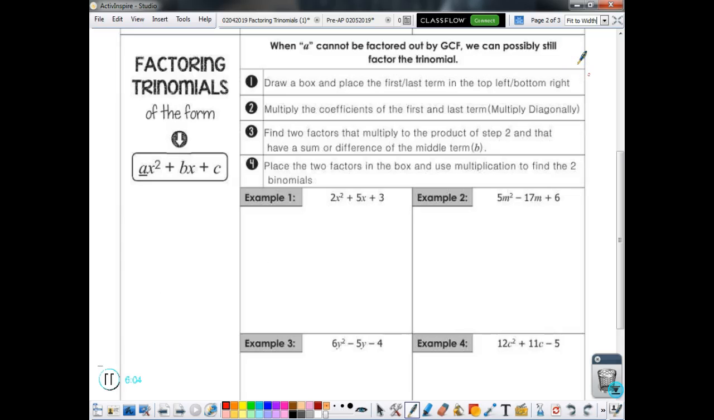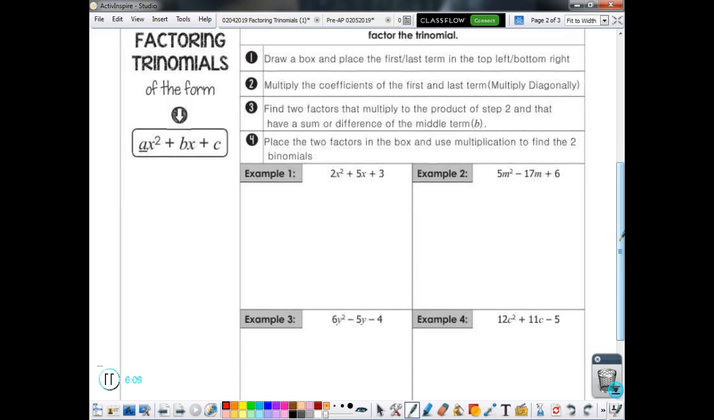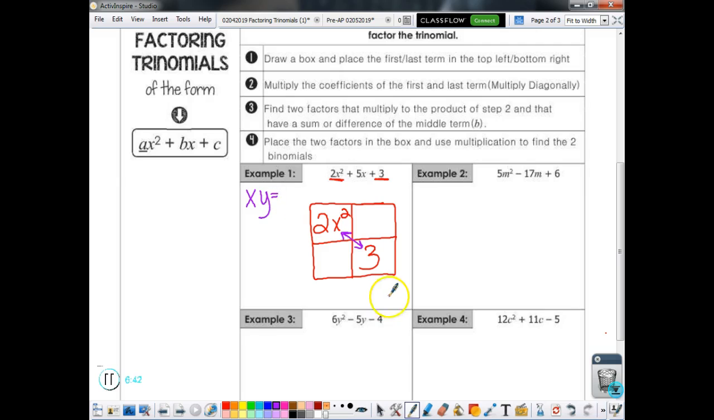So now I need to know how to factor it. So these are going to be your steps. Okay? So you're going to draw your box, and again, put your first and last term. Alright? Draw your box. My first term is now 2x squared. My last term is 3. Okay? Now, what we're going to do is we're going to multiply these two numbers, 2 and 3. So now when we do the xy, it is now going to be 2 times 3.